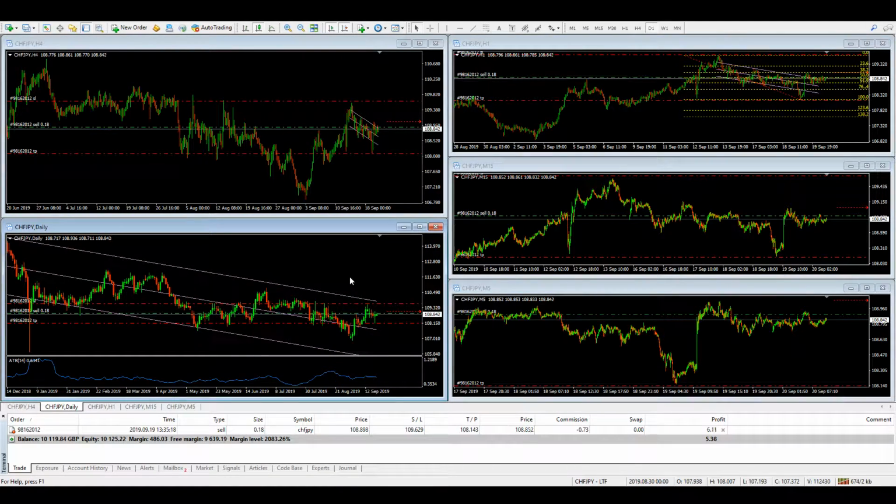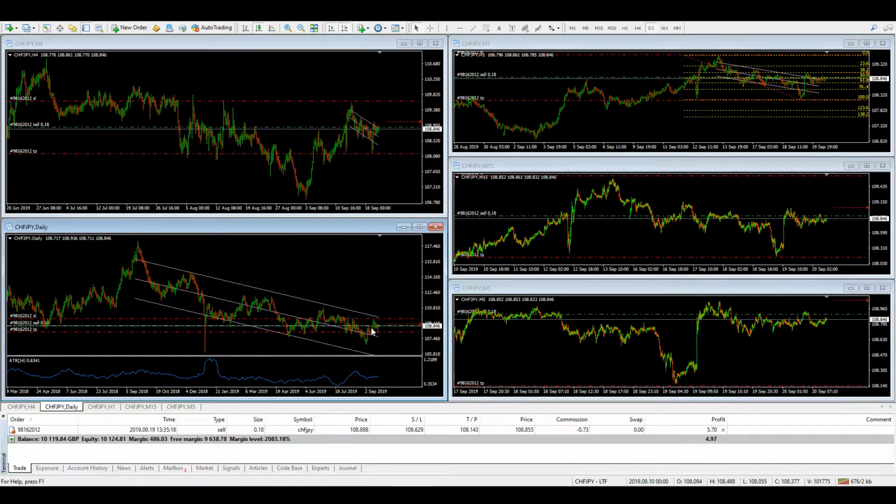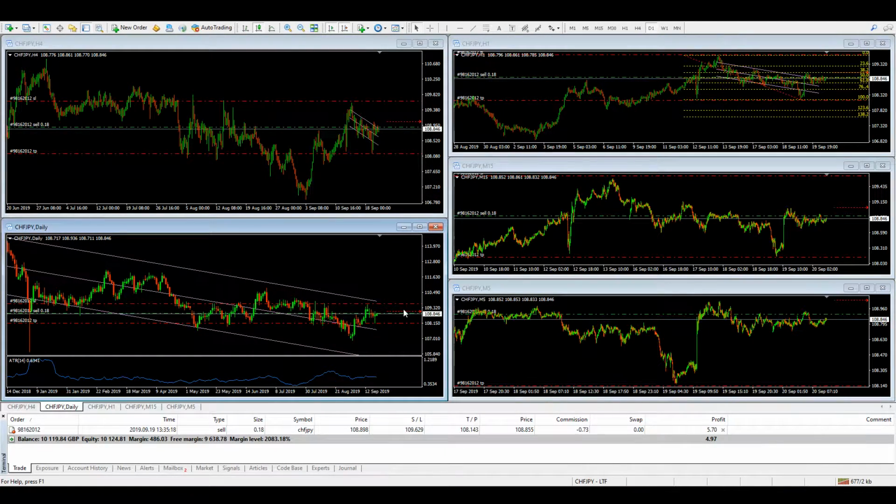So we can see this is a short that I've taken. We've got the bearishness on the daily. Lows, lower lows, lower highs. The price in previous days was kind of interacting with our upper standard deviation channel, giving signs that price could move back towards, move back down.